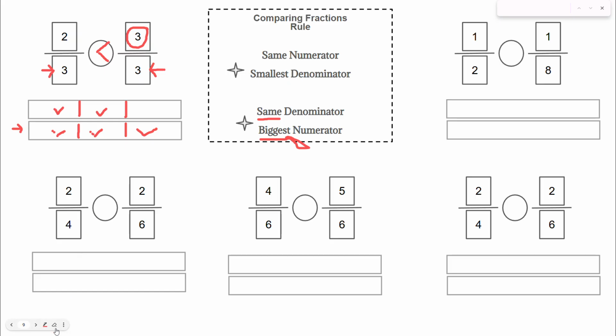All right, let's go ahead and try that one more time. We have 2/4 and 2/6. In this one, we have 2 numerators that are the same. So we're going to look at the rule up here. Same numerator, check, check. Choose the smallest denominator. And the smallest denominator is 4. Therefore, 2/4 is greater than 2/6.